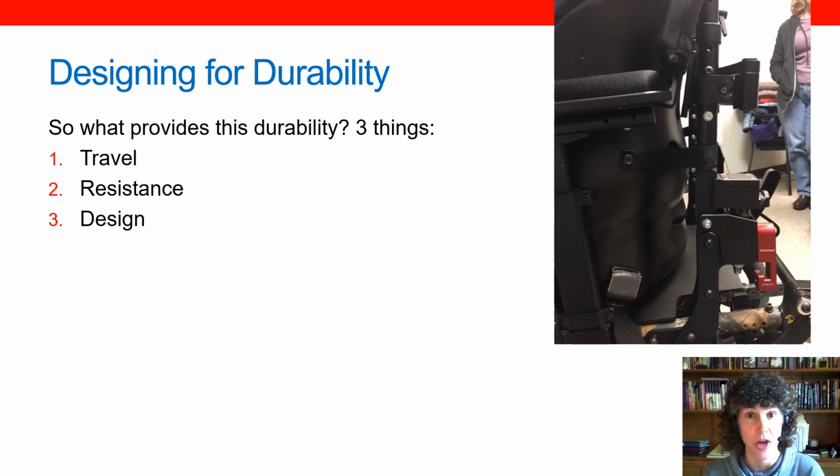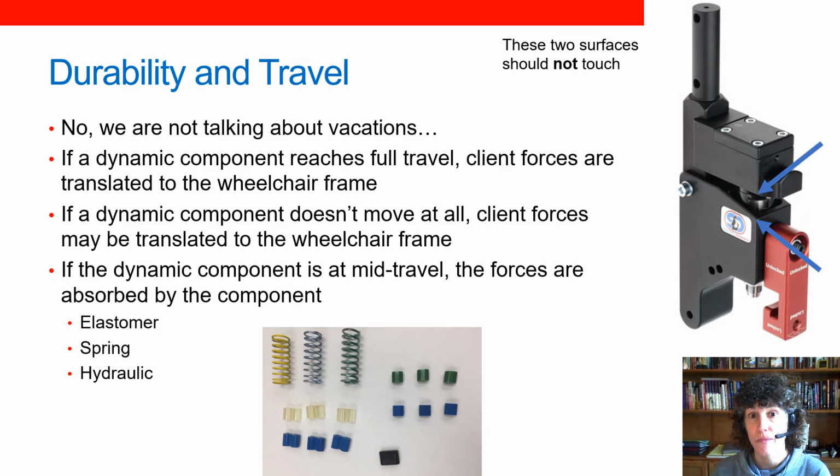Well, there's three main strategies. The travel of the dynamic component, the amount of resistance, and the design of the component itself. So let's talk about travel, and no, I don't mean a vacation. The dynamic component moves. It moves as the client forces compress and then release the dynamic component. So the component responds to those forces, absorbs, stores that energy, and helps the client return to upright.